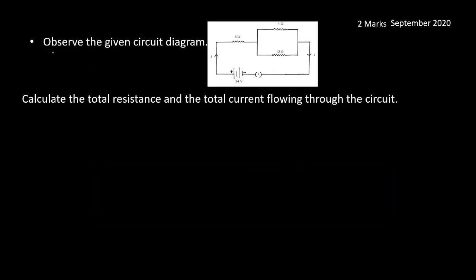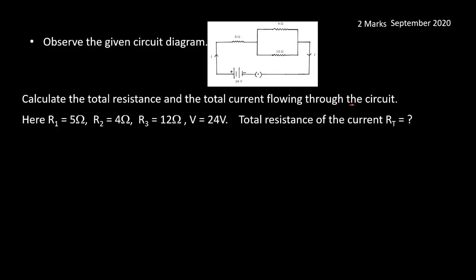The first question is, observe the given circuit diagram. By seeing this diagram, calculate the total resistance and the total current flowing through the circuit. In this diagram, 3 resistors are there. Let these 3 resistors be R1, R2 and R3. R1 is 5 ohm, R2 is 4 ohm and R3 is 12 ohm. And potential difference V is equal to 24 volt.